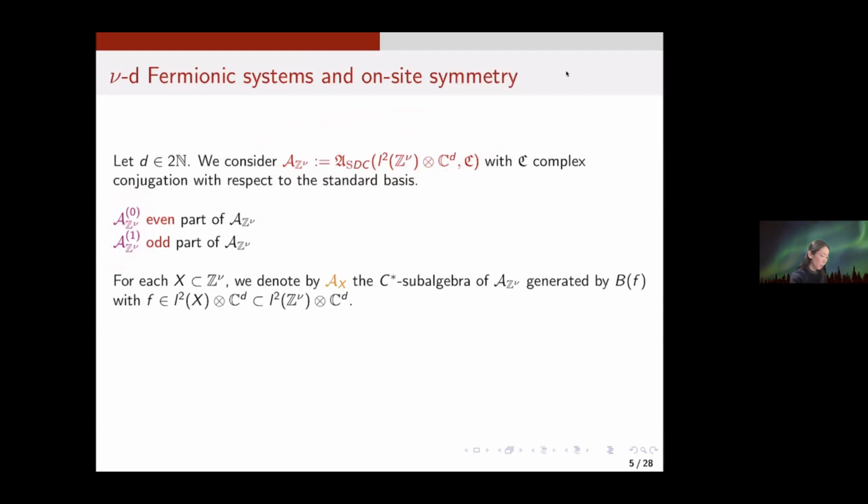And also in our Hilbert space, there is a local structure, and corresponding to that, this CAR algebra also has a local structure. Namely, for each subset X, we denote by A_X the CAR algebra of this two-dimensional fermionic system generated by B(f), whose support is inside of this X. So this is about fixing the notation.